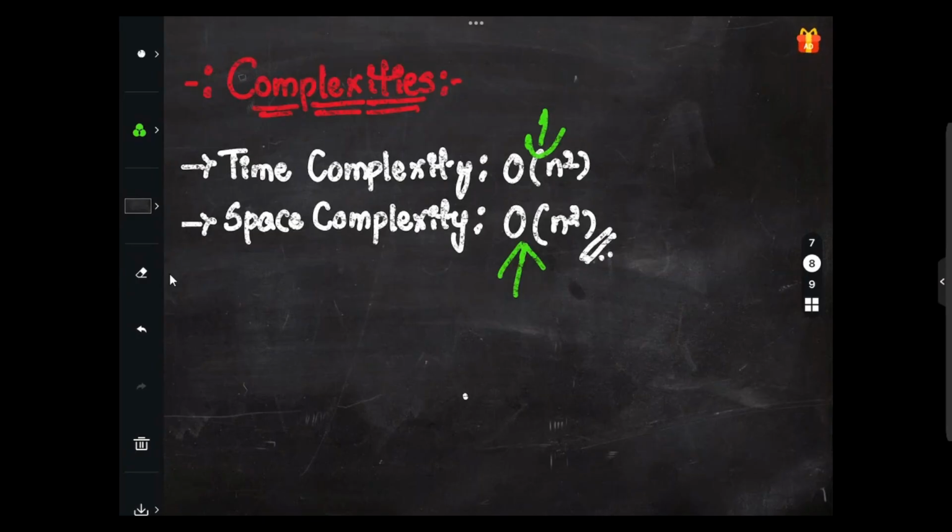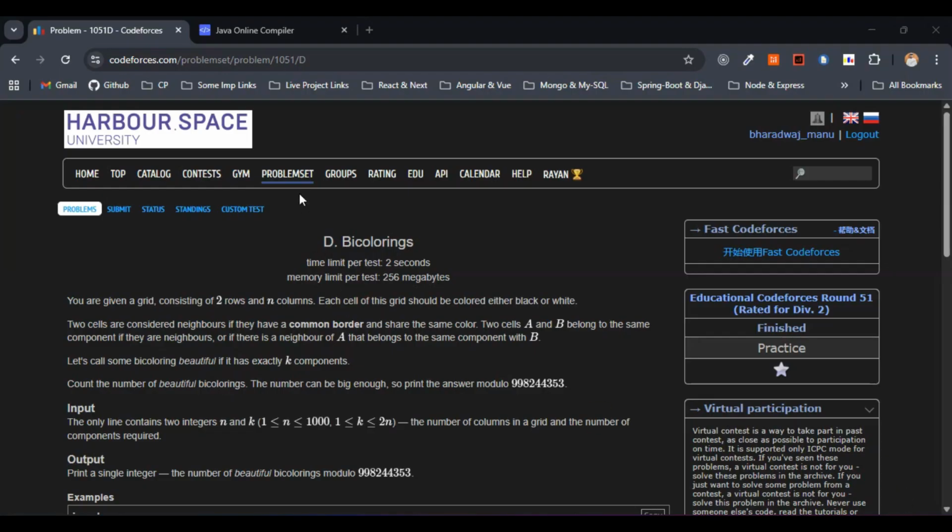So the time complexity and the space complexity for the code that we'll be writing in the future would be O(n²) and O(n²) respectively, right? So now as we are completely familiar with the approach and the complexities, we are good to write the code. Let's start writing the code.